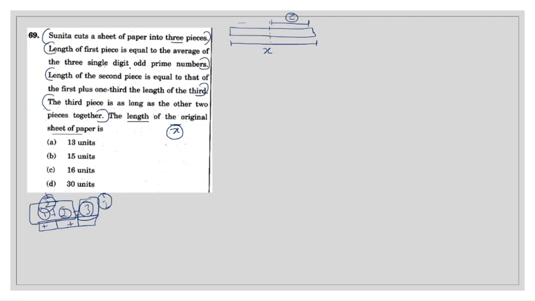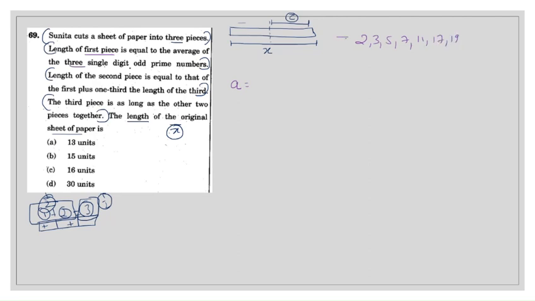Second, it says the length of the second piece is equal to that of the first plus 1/3 the length of the third. Okay, so suppose the length of the first piece is equal to a. Then they say the length of the first piece is equal to the average of 3 single digit odd prime numbers. So prime numbers we have 2, 3, 5, 7, then we have 11, 17, 19, and so on.